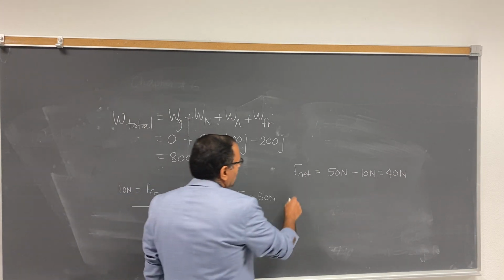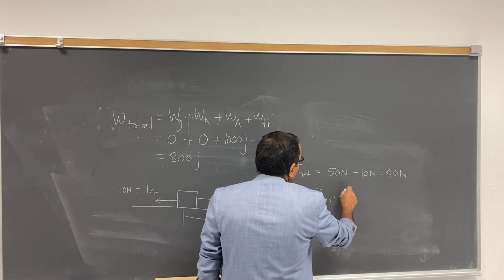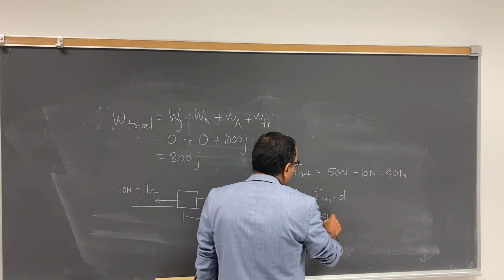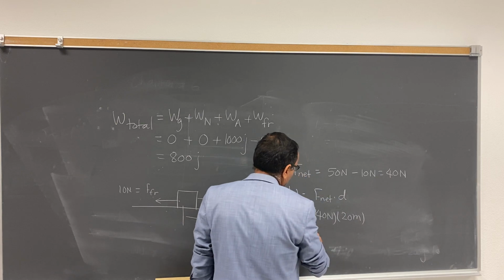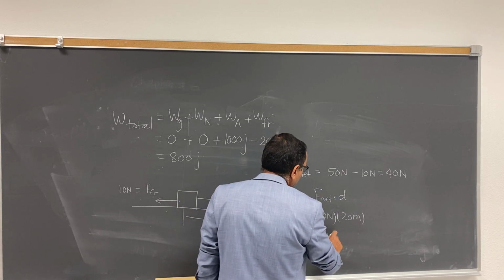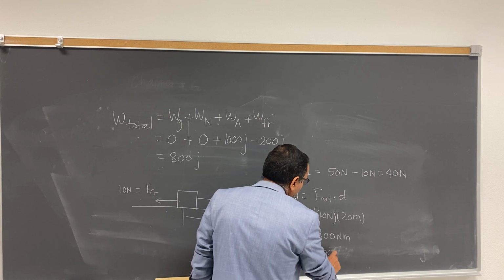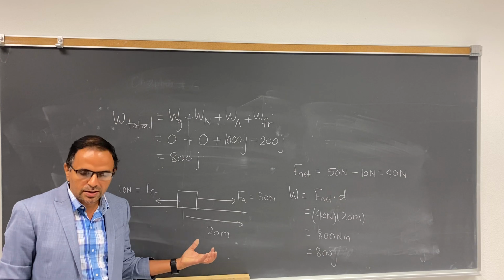Okay, so your work done W is simply F net times d. F net is 40 Newton, and displacement is 20 meter. Therefore, this is 800 Newton meter, or you can write down 800 joule. This is also the same thing. This is the total work done.